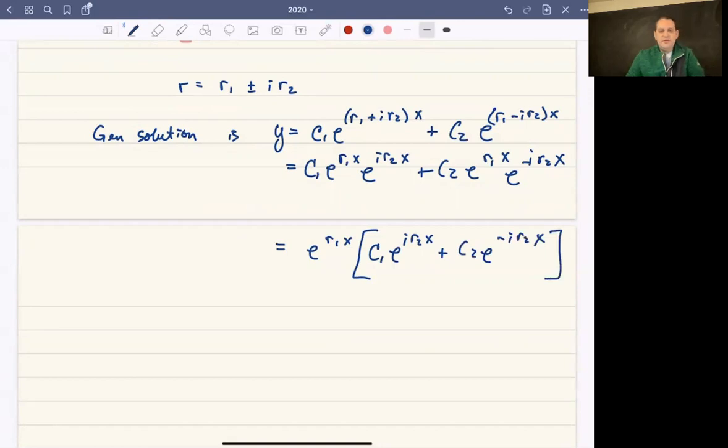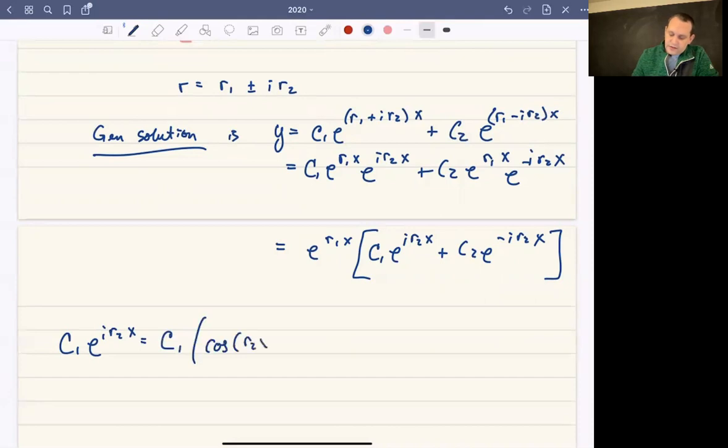And so what's left to do is to think about what happens to these quantities. So we're not quite ready. I haven't quite written the general solution yet. So you can either save a little space or we'll just rewrite it at the end probably. So if we look at c1 e to the I r2x, let's write out what that is. So c1 e to the I r2x is going to be c1 times the quantity cosine of r2x plus I sine of r2x based on Euler's identity.